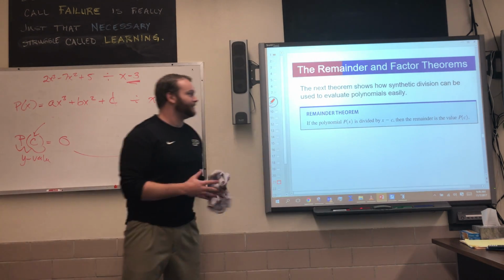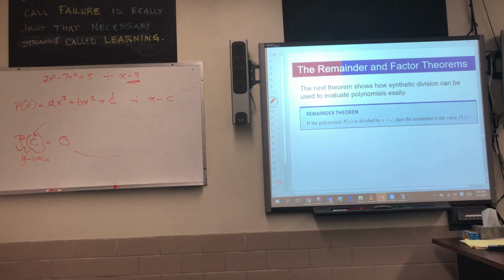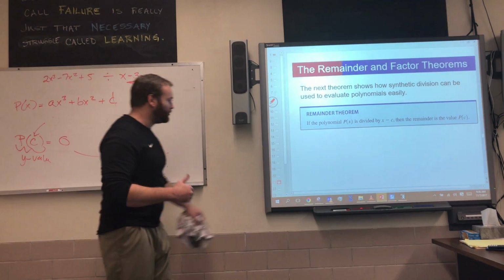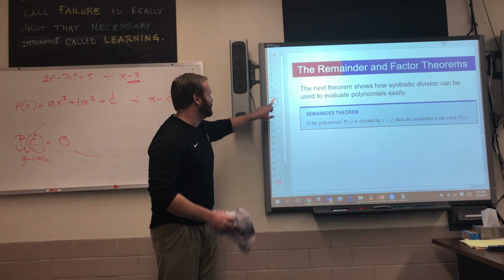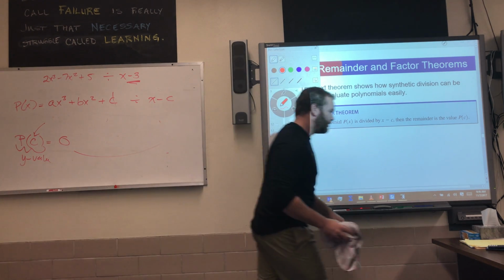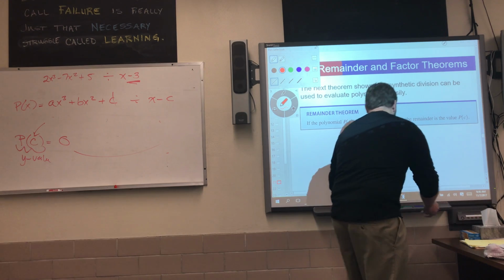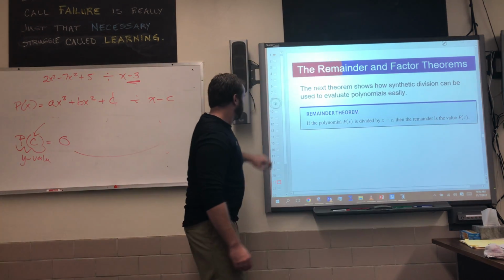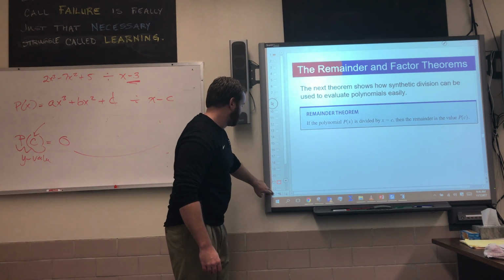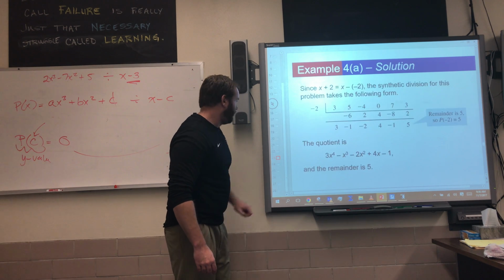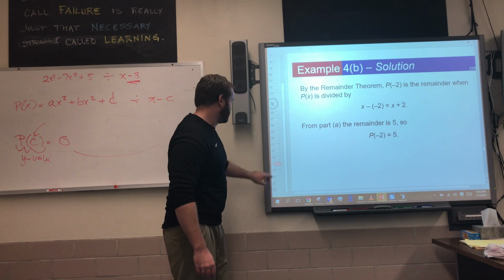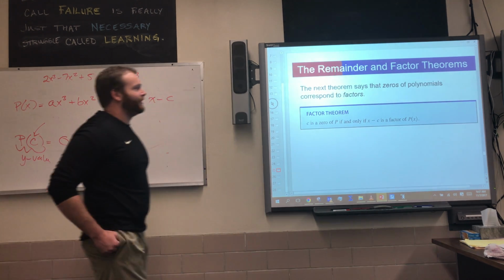We're interested in if the polynomial is divided by x minus c, then the remainder is the value of p of c. But it's even more useful, and we'll come back and do an example of that, even more useful when we combine it, we'll get there, with this theorem here.